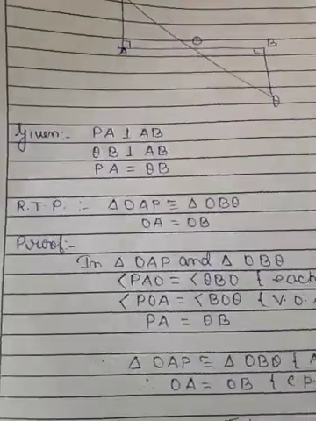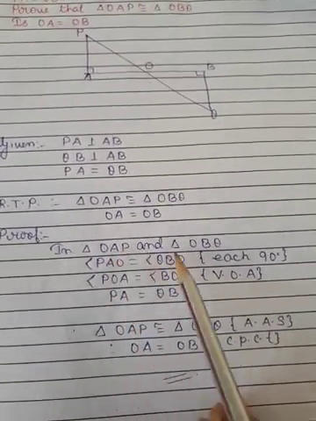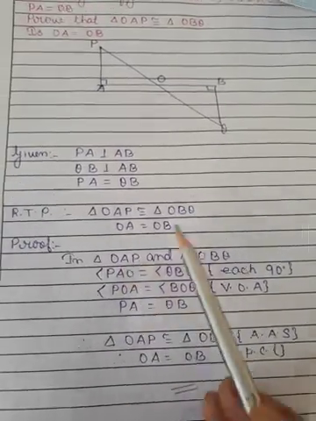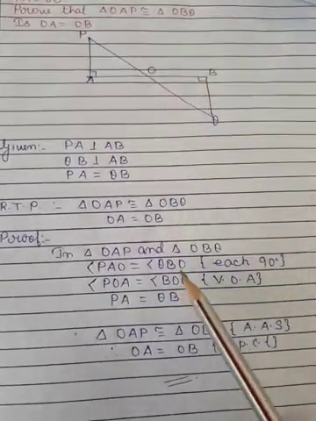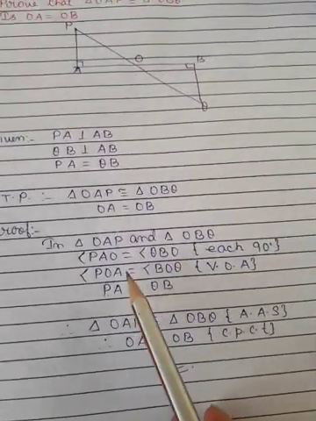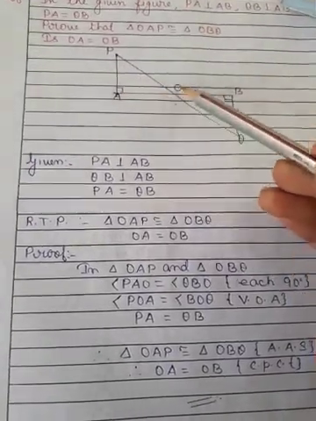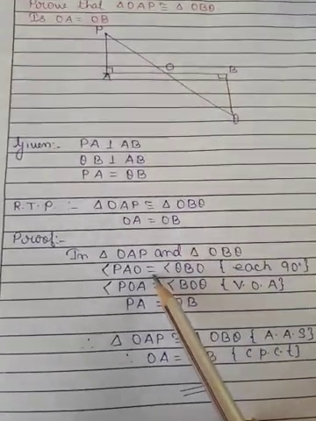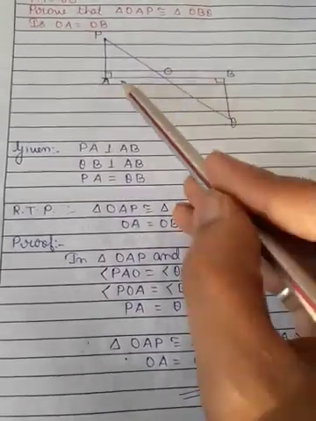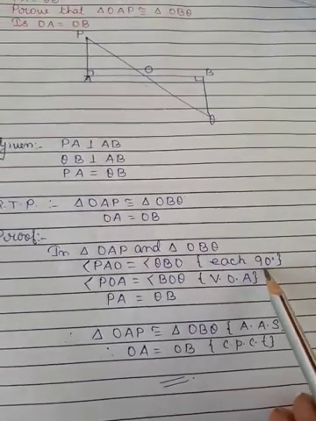So first of all, as I told you, we will write the names of the triangles which we have to prove congruent. So in triangle OAP and triangle OBQ, angle PAO equals angle QBO. Now why are these two angles equal? Because they are each 90 degrees.